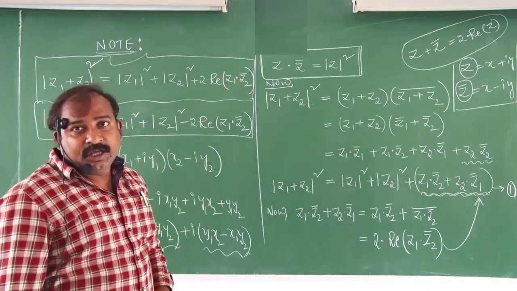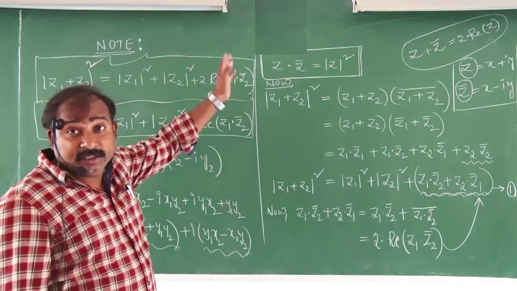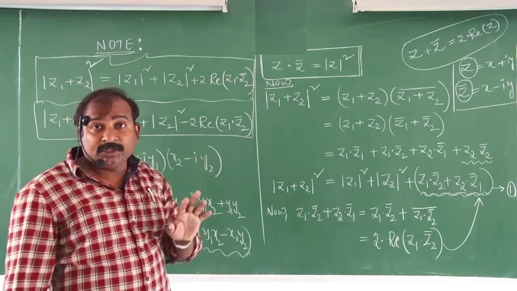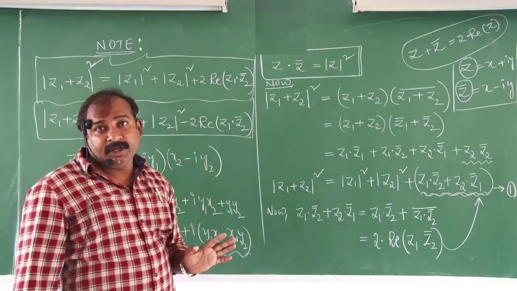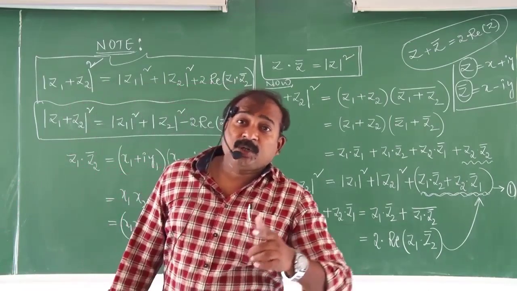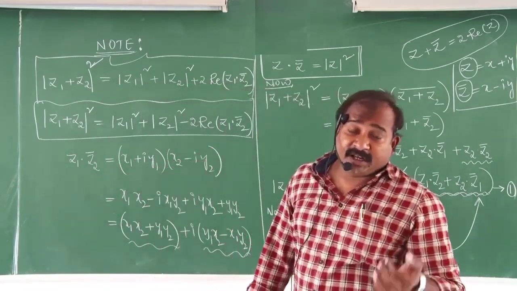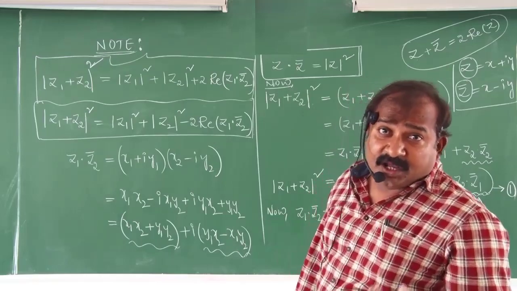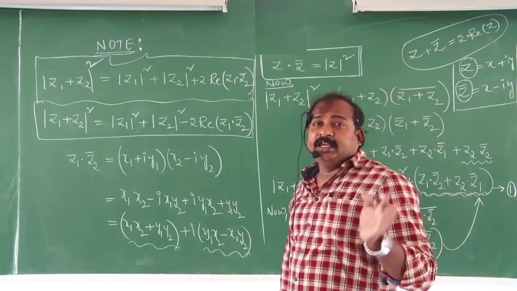Don't confuse. Sir, you told me this one, sir. In some books they have given in some other manner, sir. Here conjugate is given, here it is given without conjugate. Both are the same only, since we are taking the real part. So what is the meaning of real part? Real part means either the complex number or its conjugate complex number, the real part will be the same.